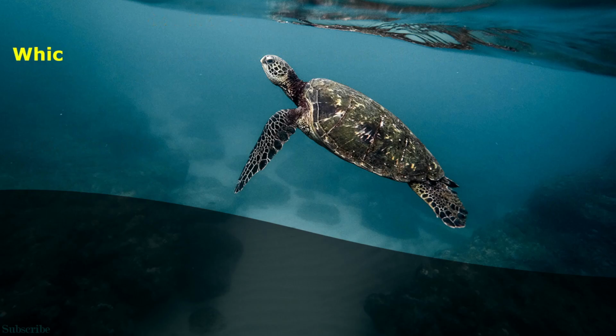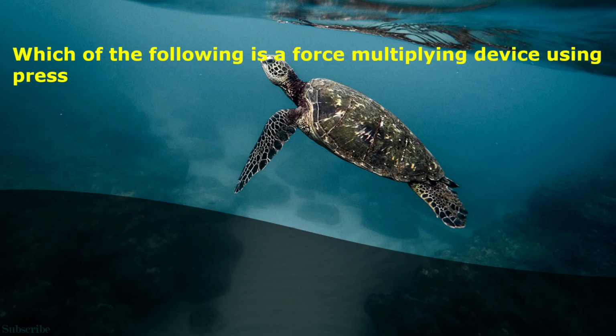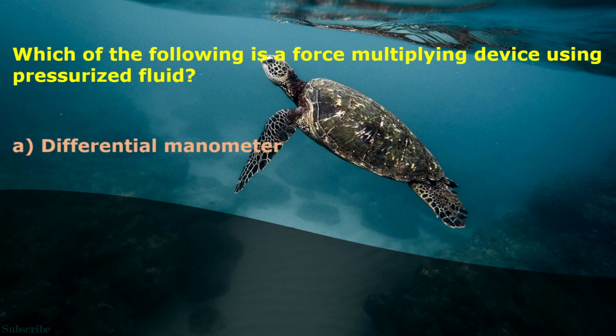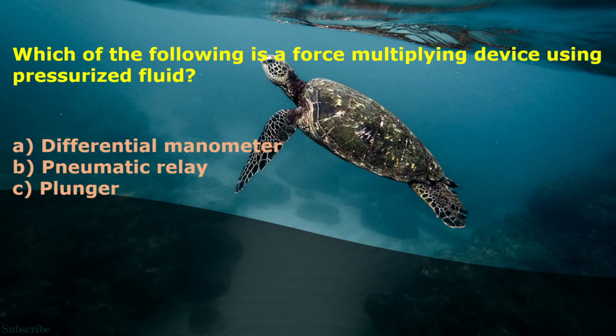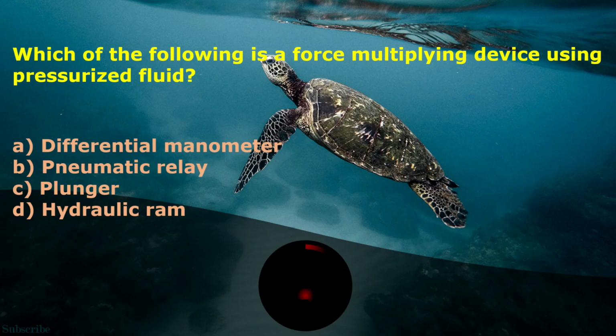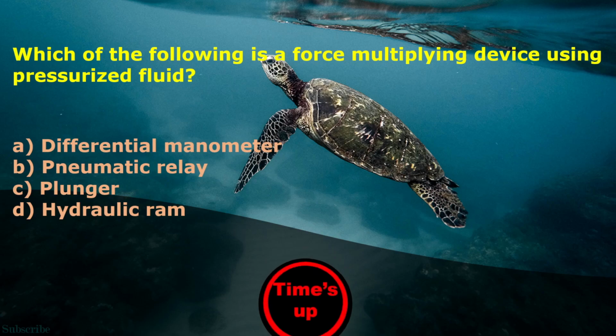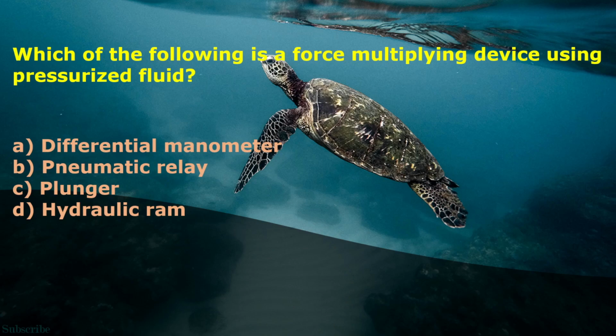Question number 46. Which of the following is a force multiplying device using pressurized fluid? A. Differential manometer. B. Pneumatic relay. C. Plunger. D. Hydraulic ram. The correct answer is letter D, hydraulic ram.